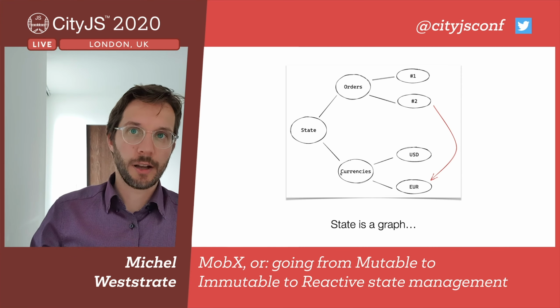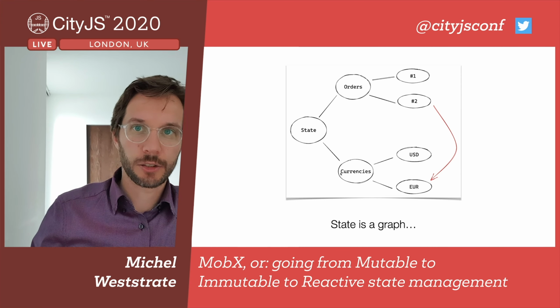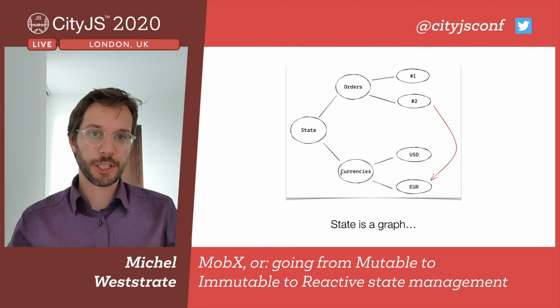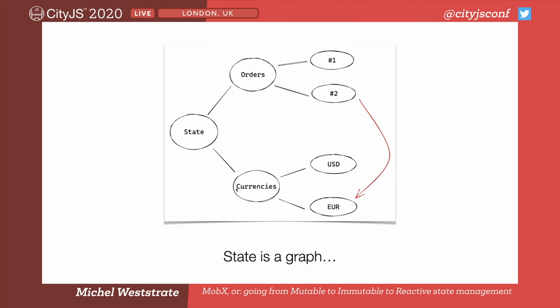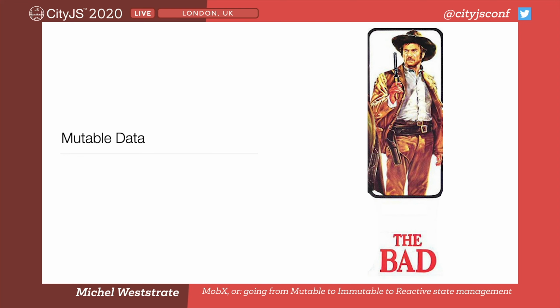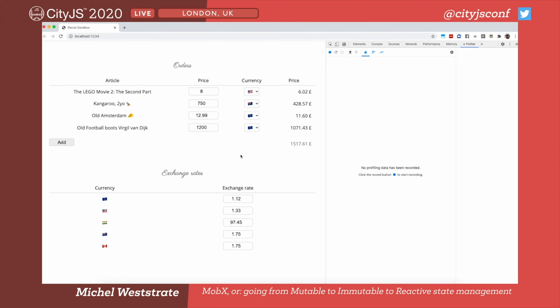And other examples of that are using tags, where you want, for example, to change a tag and then it should update in all places, or locales. There's many examples. Most applications have those cross-cutting concerns. So in essence, the state is not a tree, it's rather a graph. And so let's model this with mutable data first.